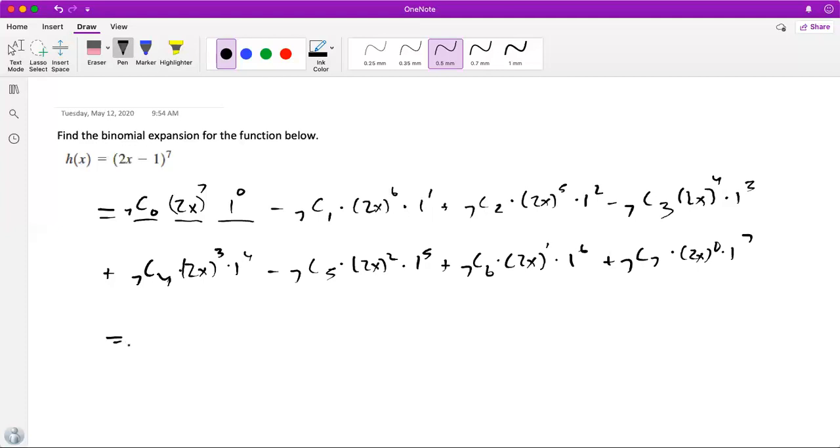And now we simplify. 7 choose 0 is 1, and 2x to the 7th. 2 to the 7th is 128, I believe. 128x to the 7th times 1 is just 1. Minus 7 choose 1 is 7. 2 to the 6th is 64.